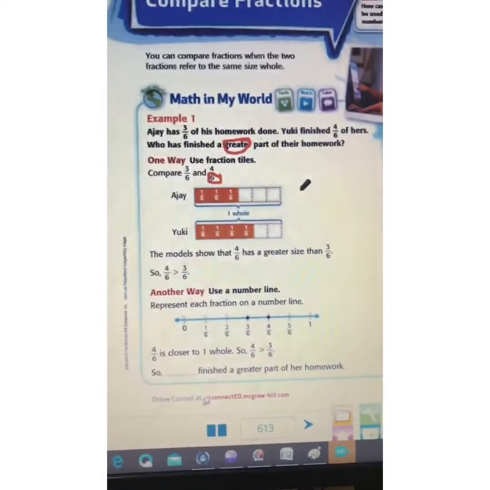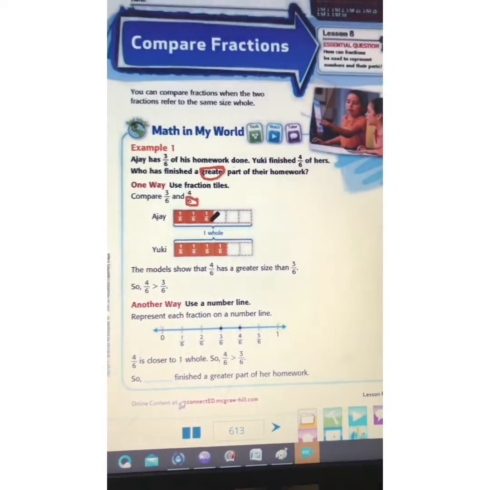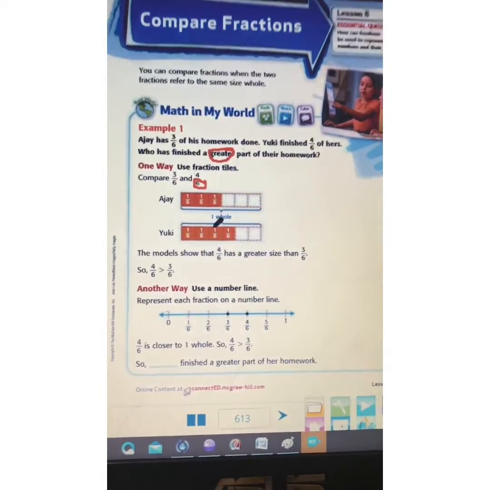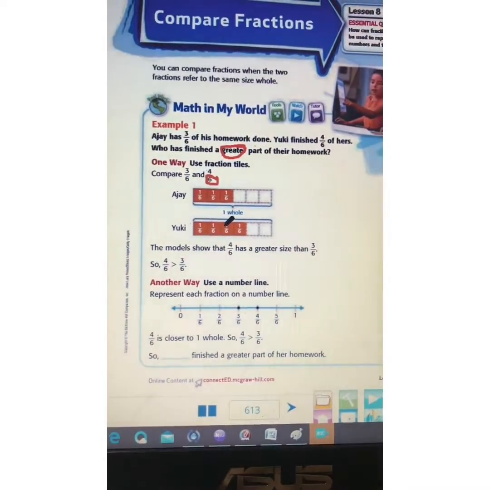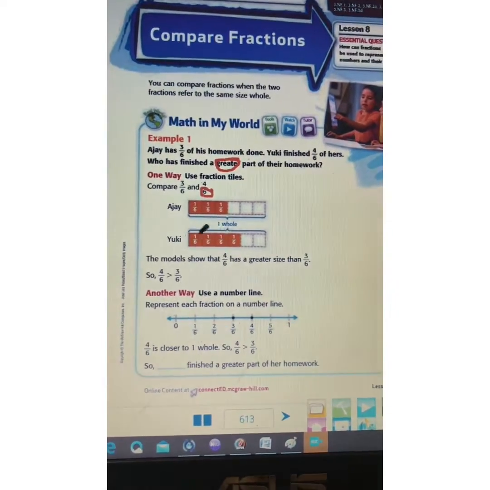Now, to compare fractions by using fraction tiles, you will see which fraction has more shaded parts. Is it AJ with 3/6 or Yuki with 4/6? Great job. It's Yuki.